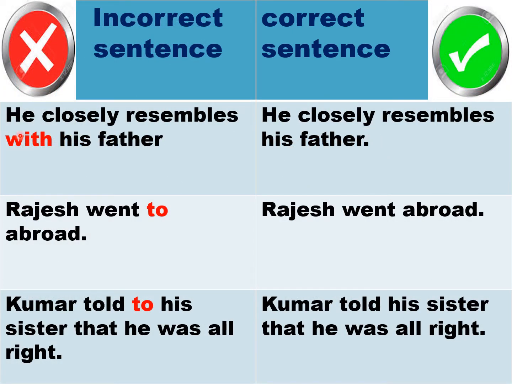Now we can see three sentences without preposition. He closely resembles with his father. Rajesh went to abroad. Kumar told to his sister that he was all right. What's the error? Yes, it's obvious. He closely resembles his father. Rajesh went abroad. Kumar told his sister that he was all right. Without the preposition itself, the sentence gives full meaning and it's correct also.